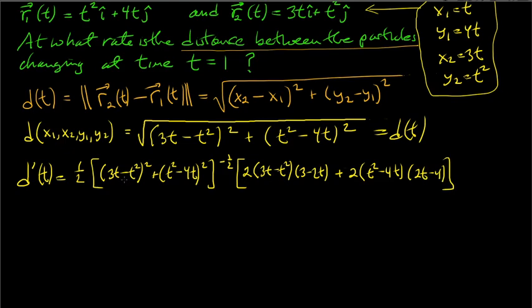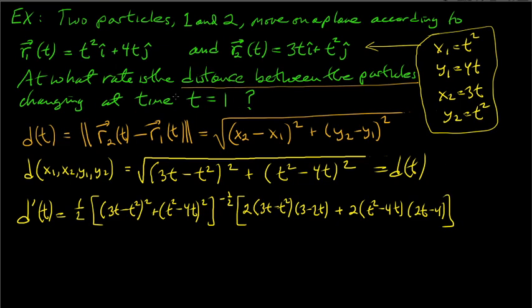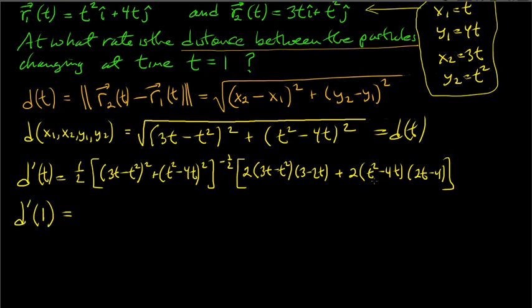At this point, I don't think we really need to multiply all this out and simplify, because remember, we're looking for the rate of change of the distance between the particles at a specific time, at t equals 1. So now is the time to plug in t equals 1. Everywhere you see a t, just change it to a 1.